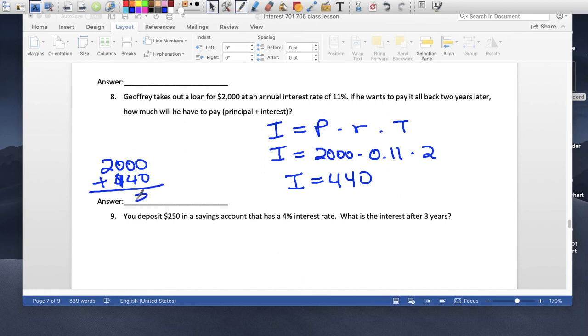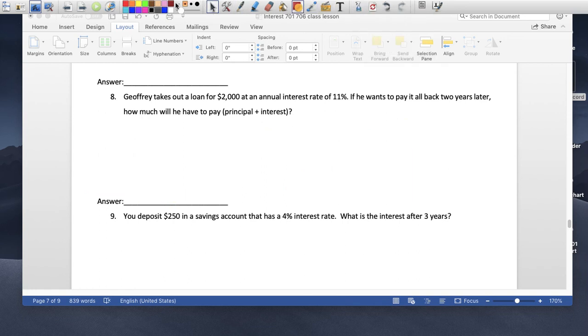So he would actually have to pay the bank $2,440 at the end of 2 years. Okay, so be careful what the question is asking you.